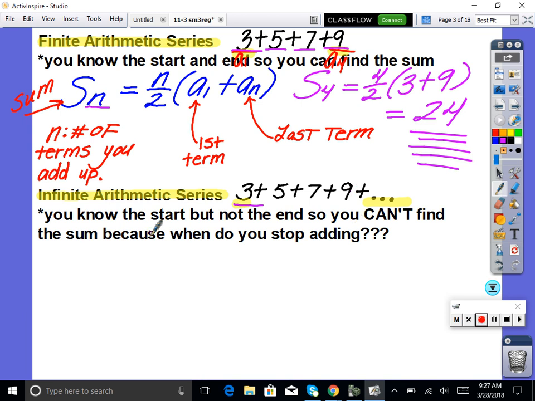Therefore, you can't find a sum if you don't know when to stop adding. You'd be adding forever. Does that make sense? So an infinite arithmetic series, you would not be able to find the sum. There is no sum. You have to know when to stop adding.